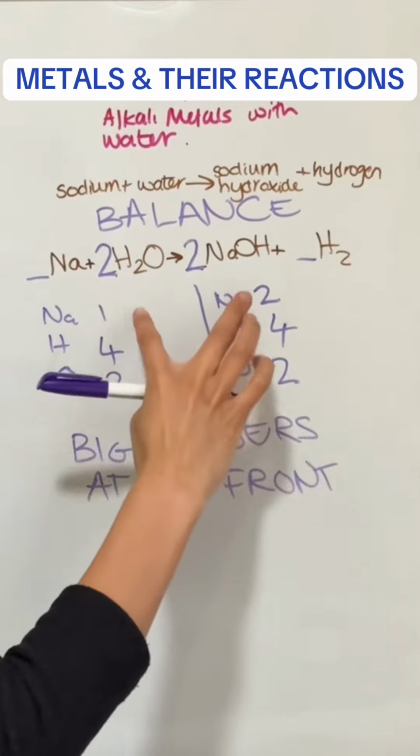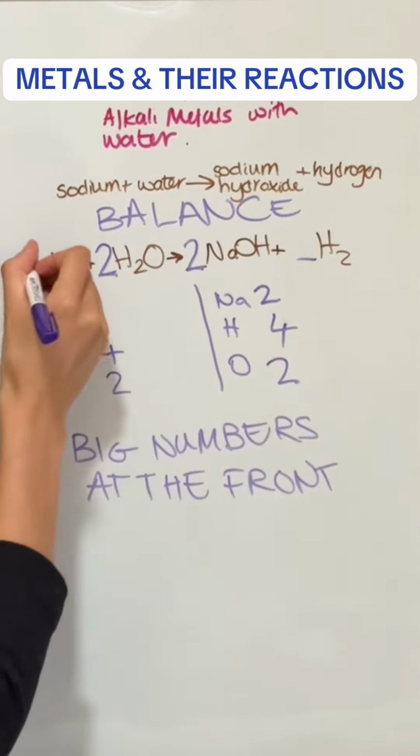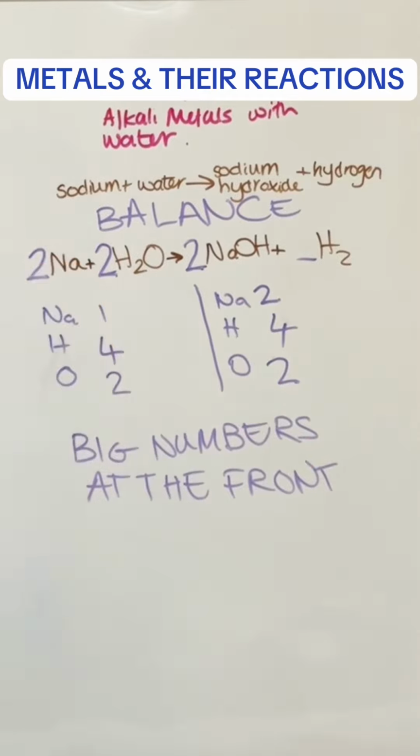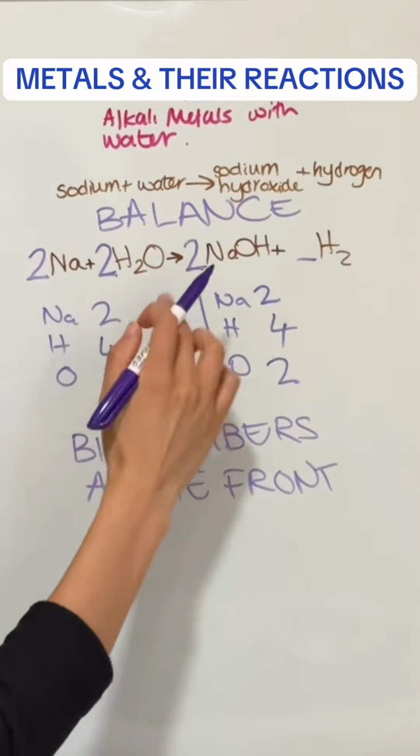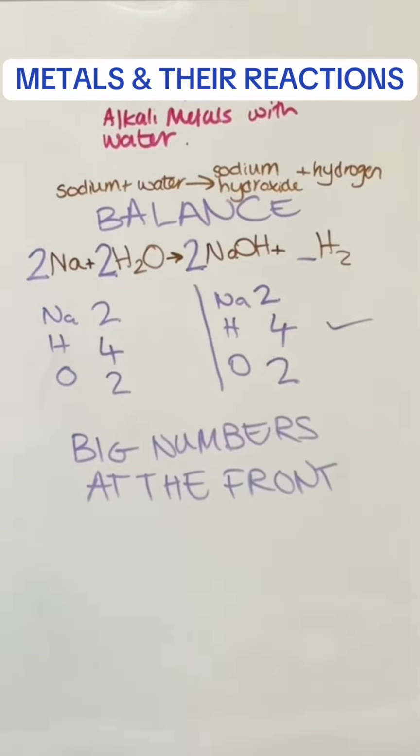So oxygen is balanced, but sodium is still unbalanced. So I need another sodium here, and that's an easy fix. I'm going to convert this to 2 lots of sodium. Now I've got 2 lots of sodium. So balanced, and balanced. Now I have a balanced equation, and I'm only going to have 1 lot of hydrogen.